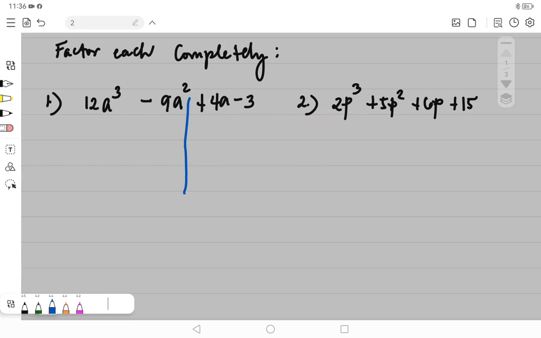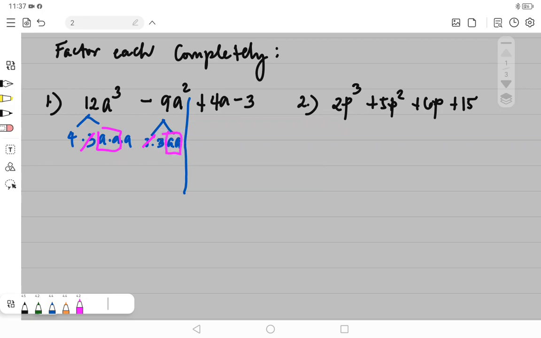Now we will see what the common terms are in each group. In 12 and 9, the common number factor: 12 is 4 times 3, and for a cubed, we have 3 a's. And for 9, we have 3 times 3, and then we have 2 a's. So the common factor is 3, and the common a's are 2 a's.